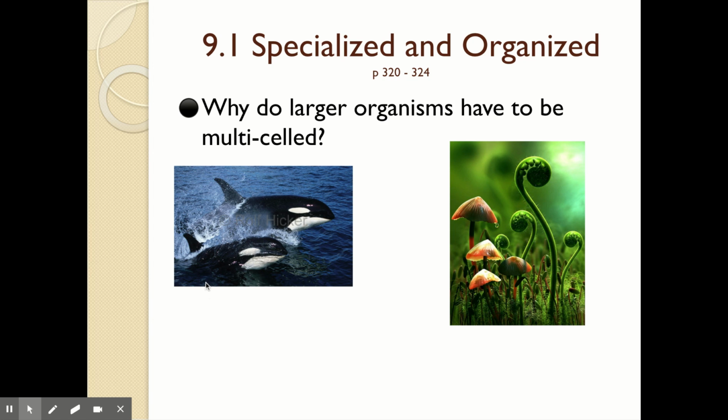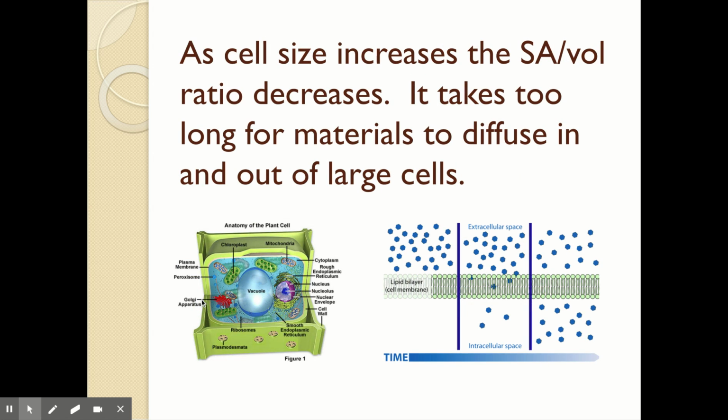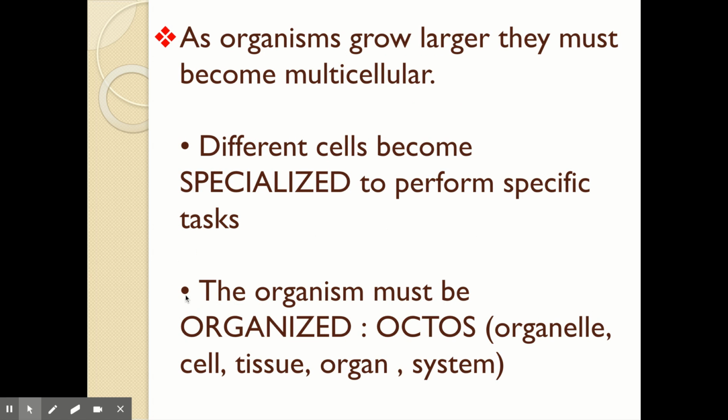We know that there are single-celled organisms, and specialization occurs in those organisms at the level of the organelle. But in multicellular organisms, you need more cells because we know that if the cell size gets too big, our surface area and volume ratio decreases and materials can't get in and out of the cell like they need to. So they become multicellular. Different cells become specialized to perform specific tasks.